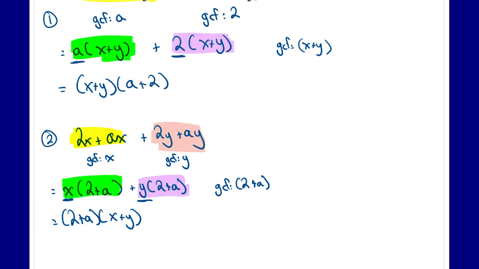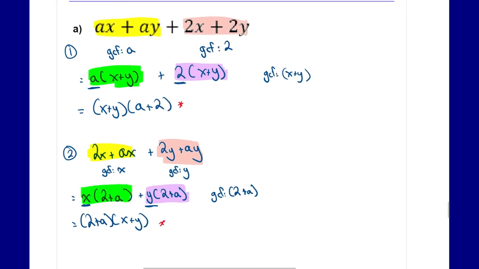And what do we notice about these 2 answers? Well, they're the same. Right? X plus y times a plus 2 is the same as 2 plus a times x plus y. So when we factor by grouping, sometimes it doesn't matter which pair we put together. We could still get the same factored answer.